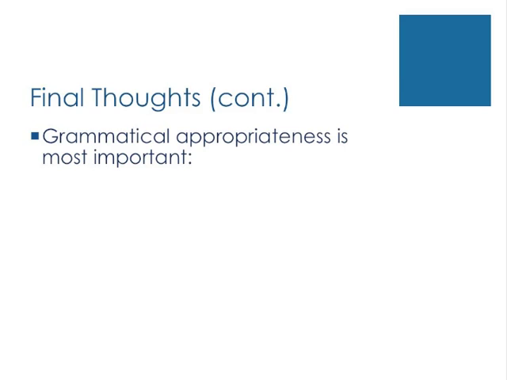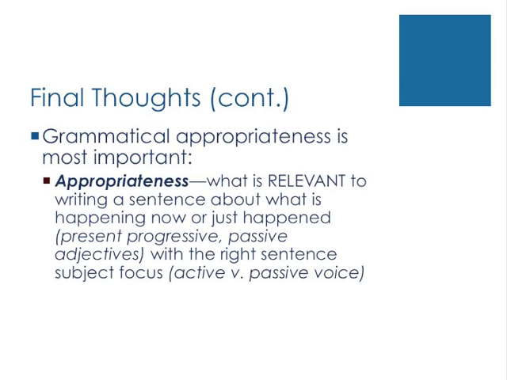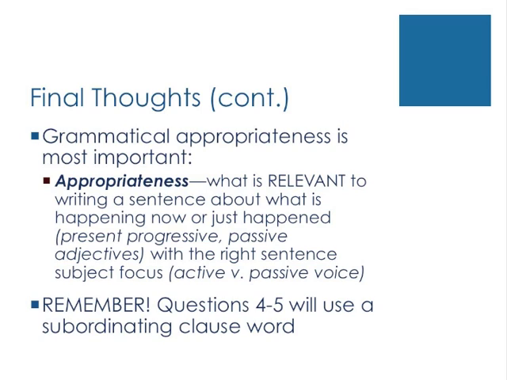Grammatical appropriateness is the most important idea here. So again, remember, appropriateness can be defined by thinking about what's relevant and thinking about using the correct grammatical form. Again, thinking about maybe using the present progressive, using passive adjectives, or thinking about the right focus of the sentence. So for example, if you're using active voice versus passive voice. And remember, questions 4 and 5 will use a subordinating clause word. That's essential to understand, because in this case you must construct a more complex sentence.